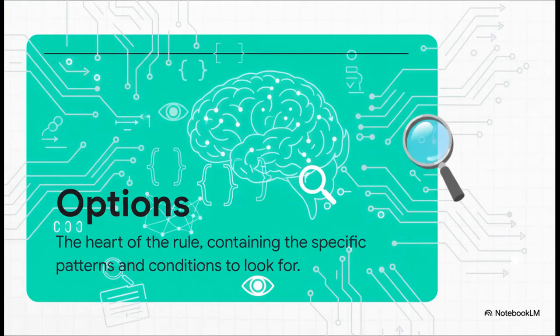And that brings us to the final piece, the options. Everything inside those parentheses. This right here is the real heart of the rule. This is where we put all the juicy details, the specific clues, the patterns, the conditions that make something suspicious.